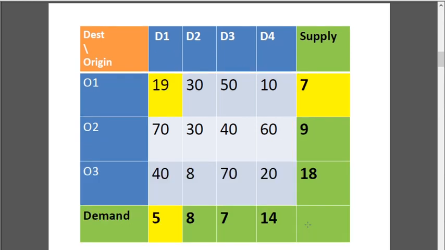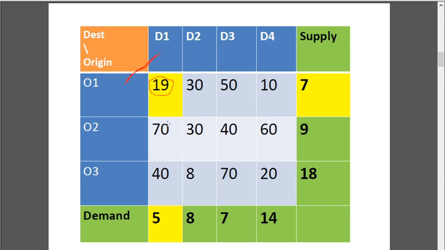Now, in the northwest corner method, start from the top right cell of the cost. So northwest, as the name suggests, is nothing but the top right, the topmost and the rightmost cell. This is the first topmost and the rightmost cell. Now this represents the cost between the origin and the destination.